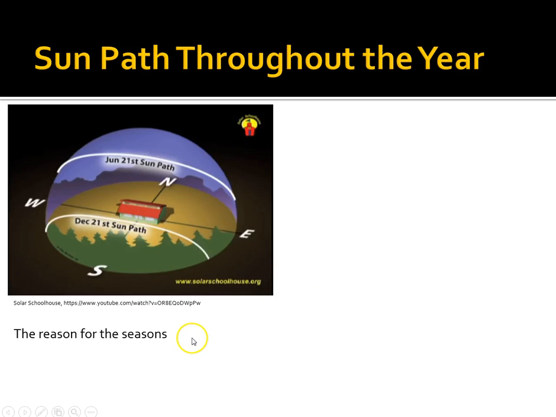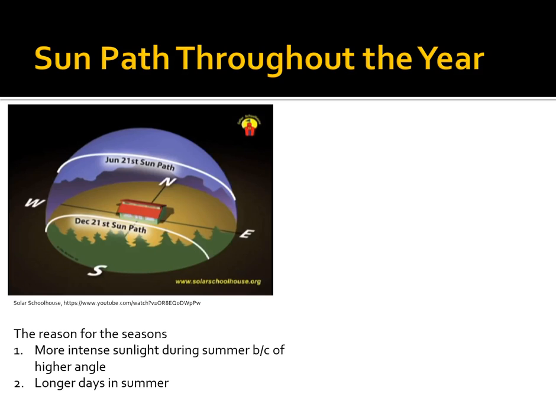And as they went over in the video, see if you can remember the two reasons that we have seasons. Both of them have to do with sun angle. First, the most intense sunlight is during the summer because of higher angle, and then the longer days occur in the summer. So in the summer, the reason it's hotter is because the sunlight is more intense and it's there for longer. And this will become a little clearer as we go through the rest of this presentation.